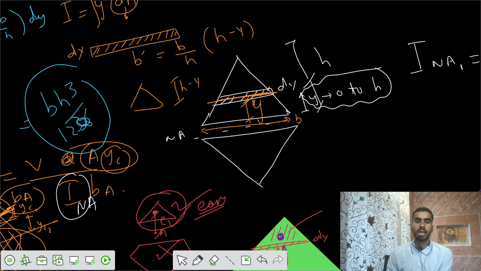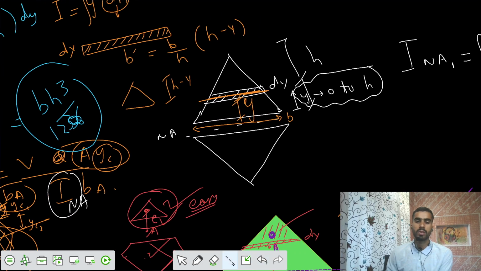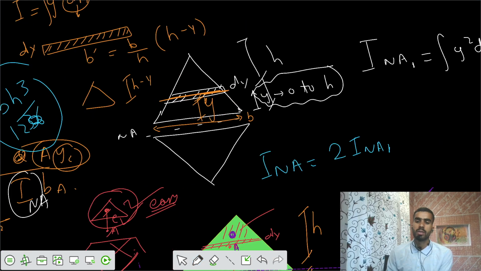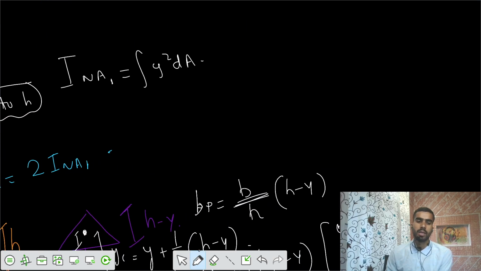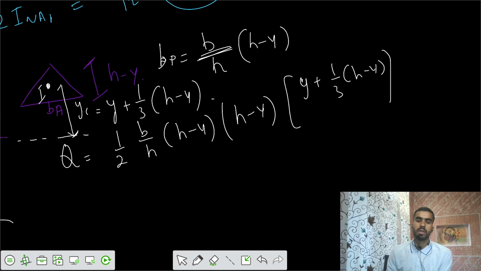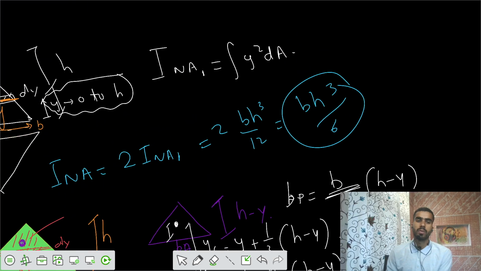That means the total moment of inertia, I_NA, would be equal to twice I_NA1. So that would be equal to 2 times bh cube by 12, that is a total of bh cube by 6. So I can substitute the values now.